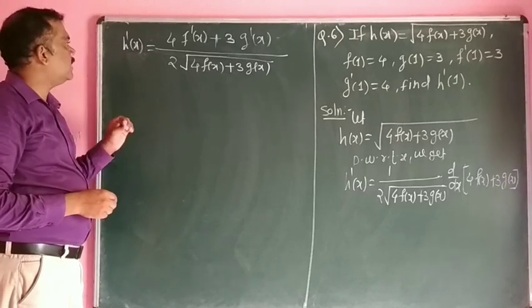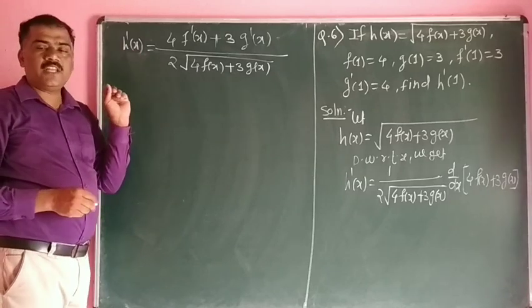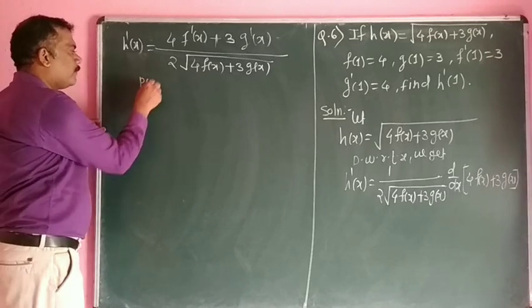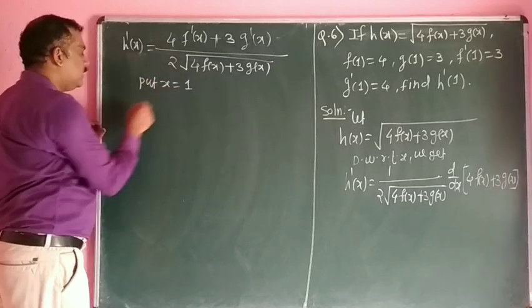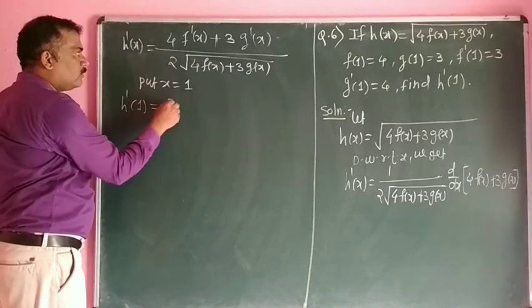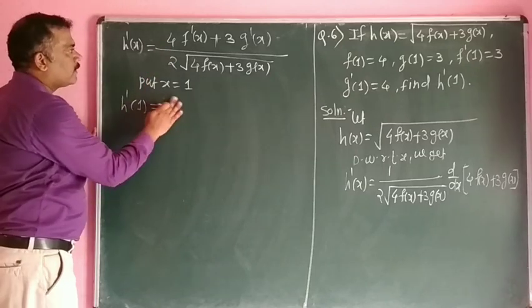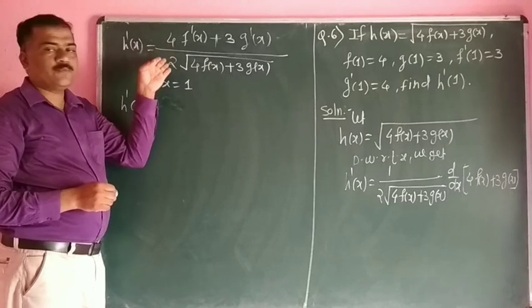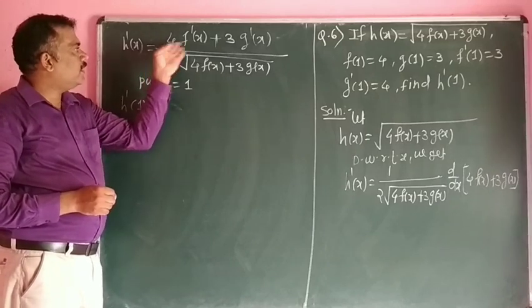We have to find h dash of 1, so we have to put x is equal to 1. That is, h dash of 1 is equal to 4 divided by 2. Sorry, we cannot divide this 4 because here addition is there.